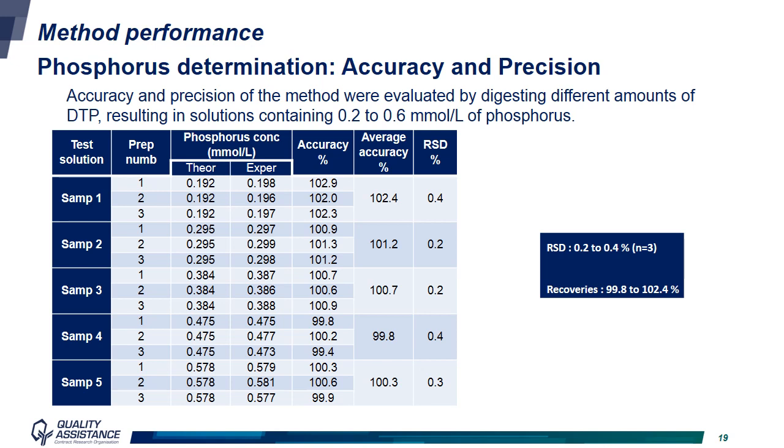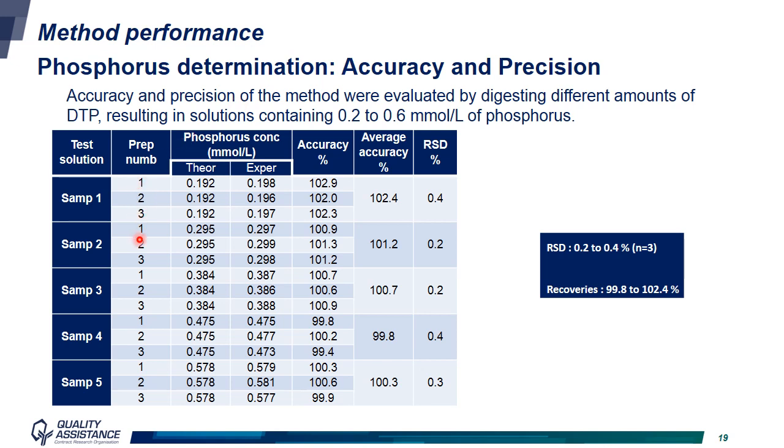First, as regards the phosphorus determination, so the absolute quantification, the accuracy and precision were evaluated by digesting different amounts of DTP, resulting in solutions containing 0.2 to 0.6 millimole of phosphorus per liter.